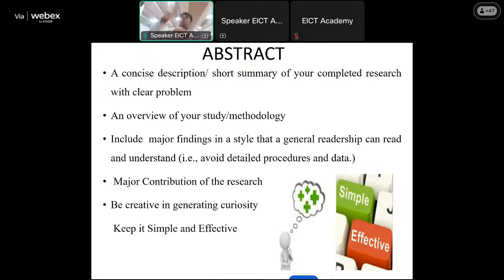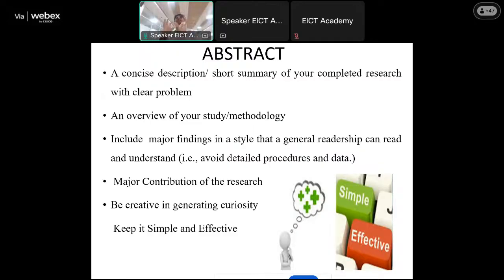It should have an overview of your methodology. The problem you have defined, and whatever methodology you have adopted to solve that problem, should be clearly defined. Apart from that, your findings and contribution should be part of your abstract, and the abstract should be somewhat creative, so that some curiosity is built up to read the whole paper.